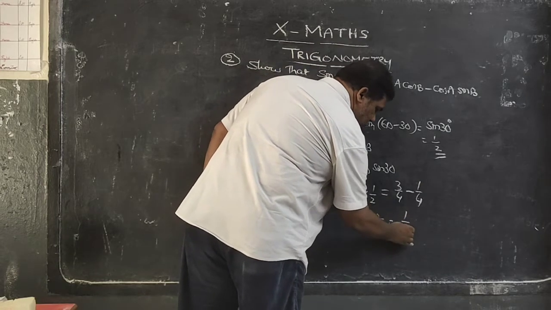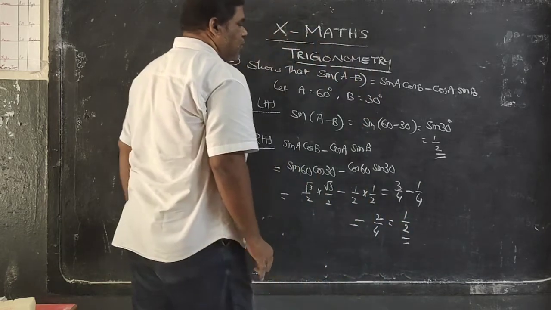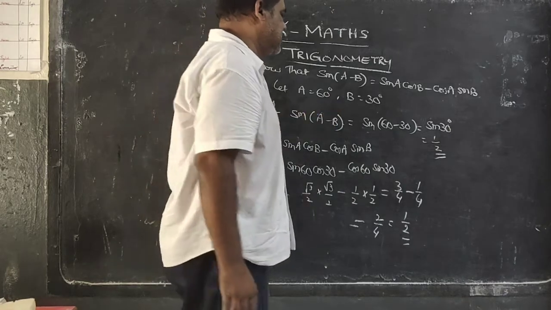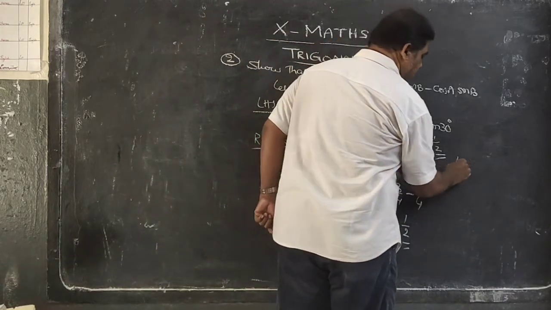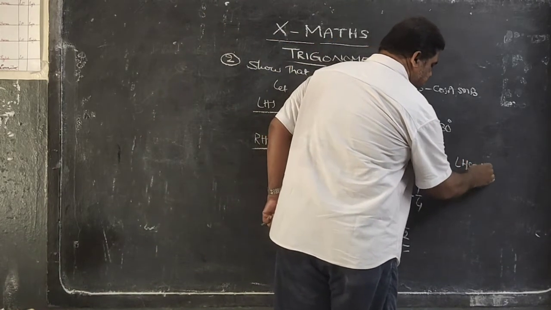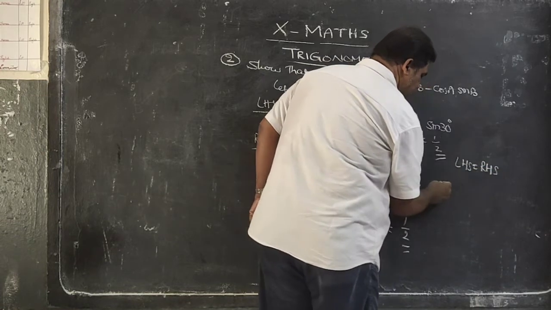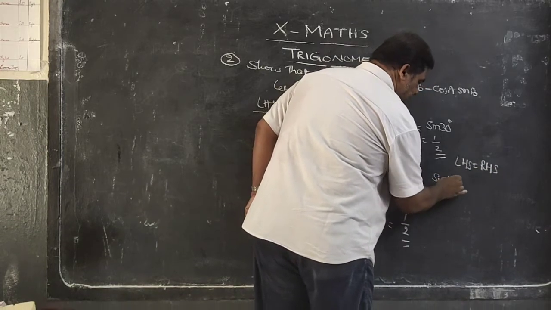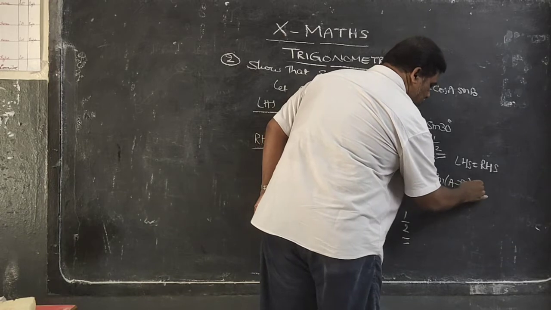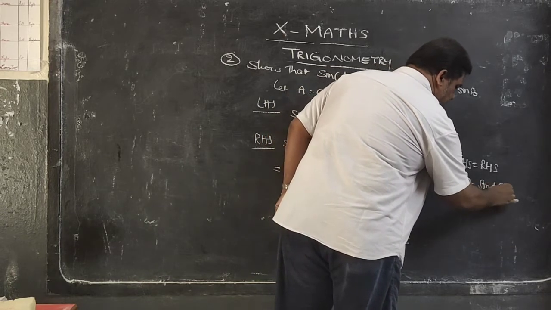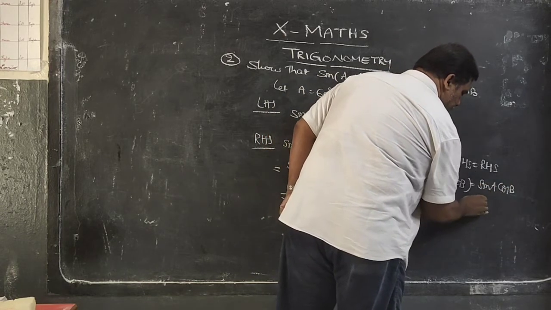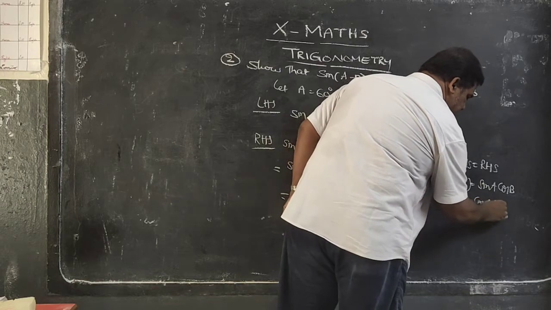We can cancel, 2 ones are 2, 2 2s are 4. So 1 by 2. So LHS and RHS both are same. Therefore we can conclude that LHS is equal to RHS. Therefore sin A minus B is equal to sin A cos B minus cos A sin B.